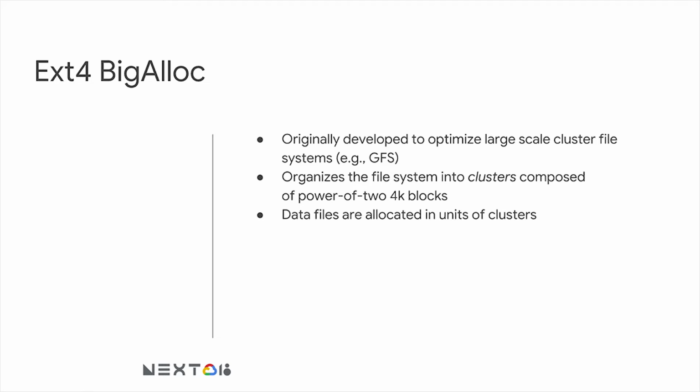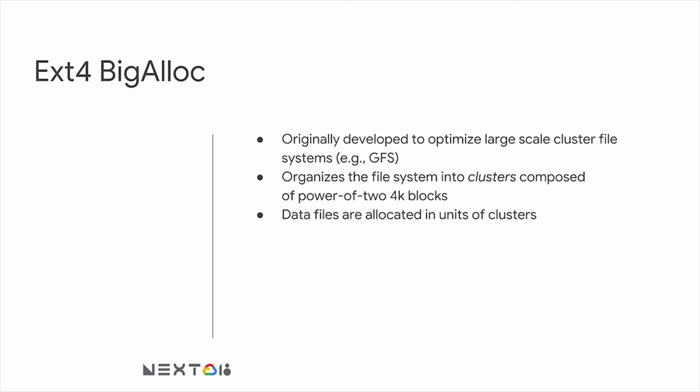So to accomplish the first thing, we used a file system feature called BigAlloc. It was originally developed to optimize write patterns for large-scale cluster file systems, such as Google's GFS. And what it does is it works around a restriction in the Linux virtual machine, which does not allow the file system block size to be larger than the page size, which on Intel x86 architectures is only 4K. And so therefore we can't make the block size larger than 4K.